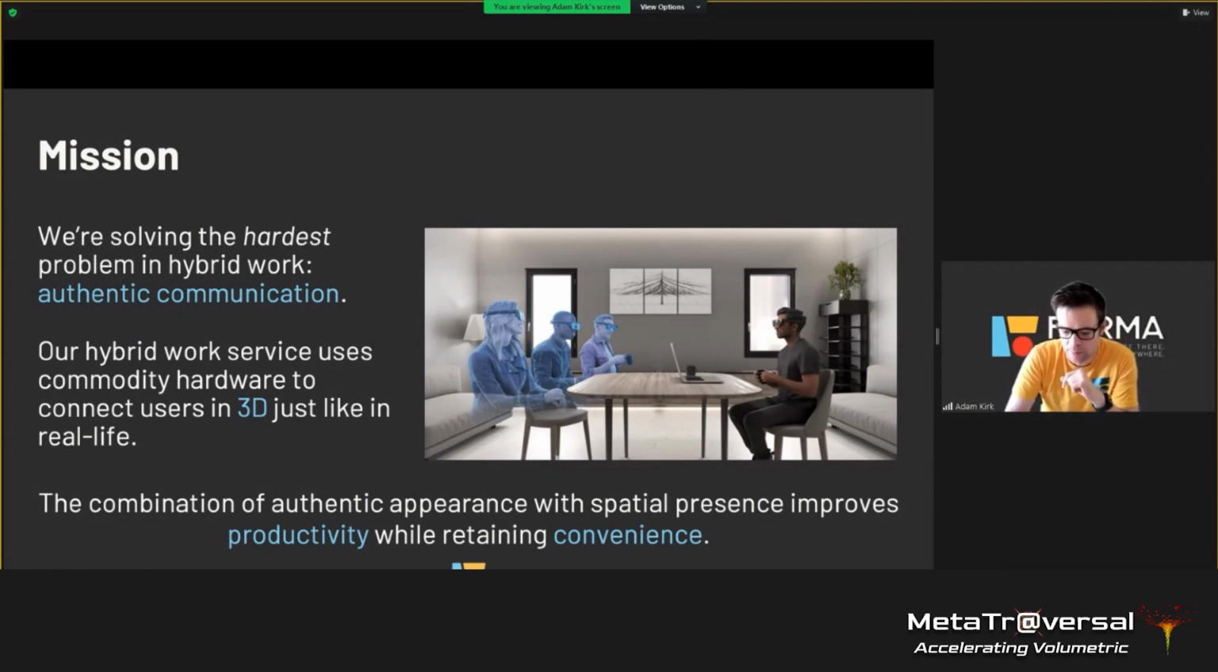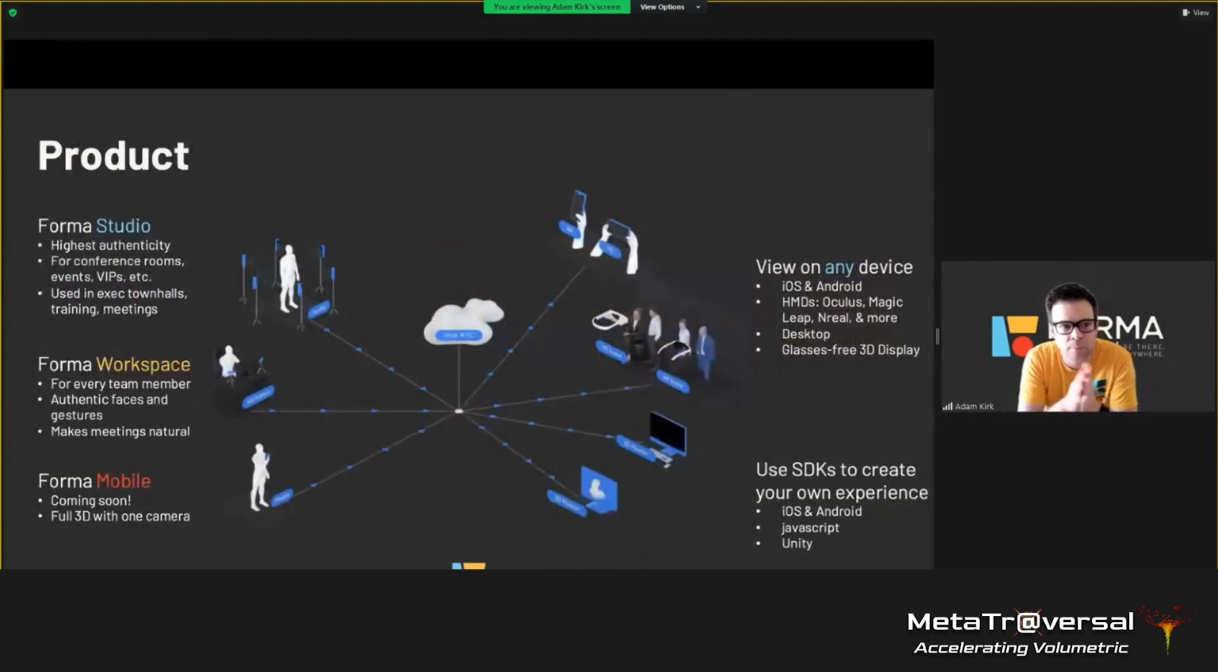So to expand on the product just a bit, we've got a bunch of different ways to create holographic video. It all goes through a WebRTC based service, WebRTC being the most common real-time communication system on the internet. And then it's viewable on any device. Most popular are head-mounted displays and mobile phones, but we're also doing some recent work with glasses-free 3D display technology. I believe I saw some people from Looking Glass, so shout out to Looking Glass for producing a really great device.